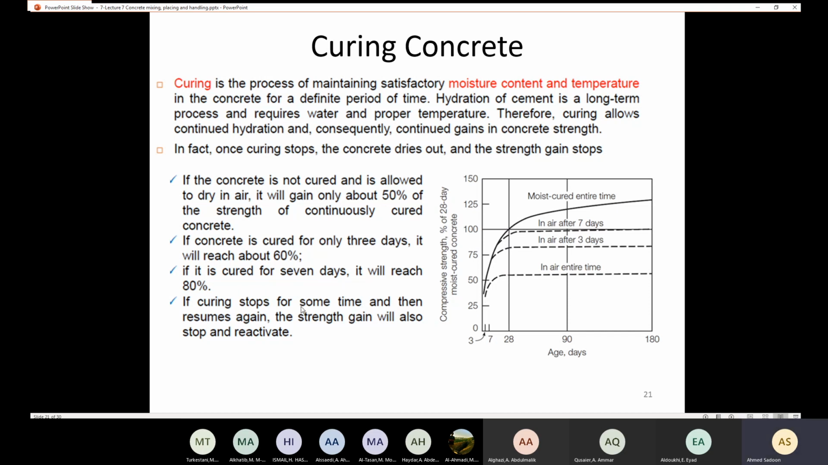If curing is stopped for some time and then resumed again, the strength gain will also stop and then reactivate as long as you resume the curing process. So this figure is a good way to understand the curing process of concrete.